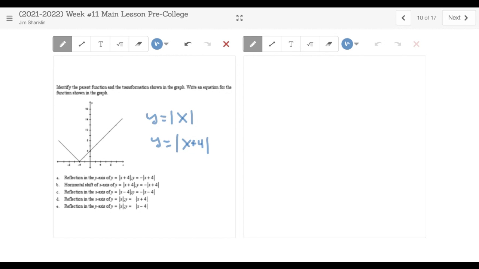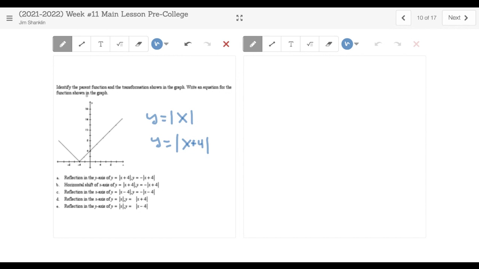I don't know what they mean by that. I know it can't be that one. It's got to be letter D, doesn't it? But I'm not seeing a reflection in the x-axis. Huh, I don't get what they mean there.